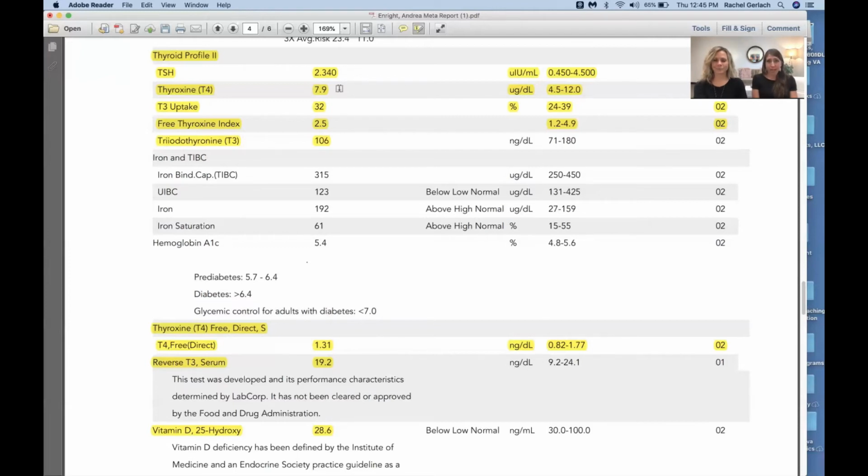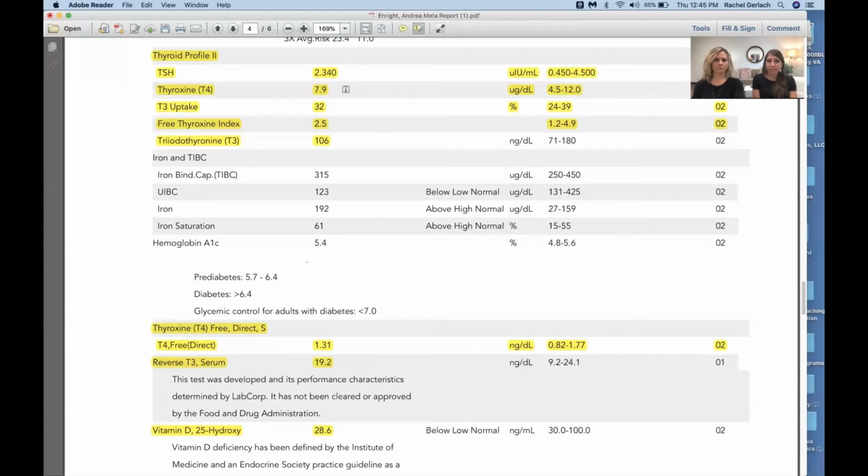So when we're looking here at T4, the range I prefer to use is 6 to 12. So at 7.9, not too bad. Again, she's within range. Her thyroid is producing T4, so that looks great.